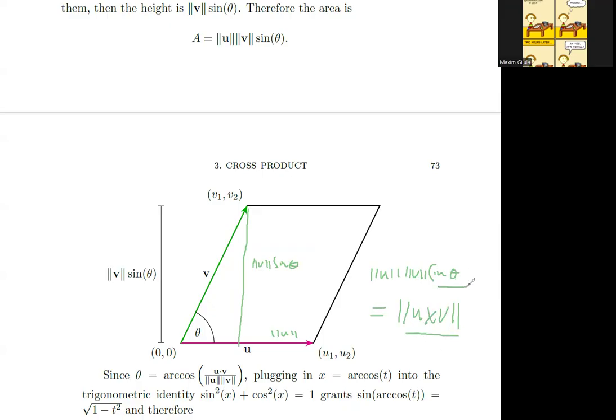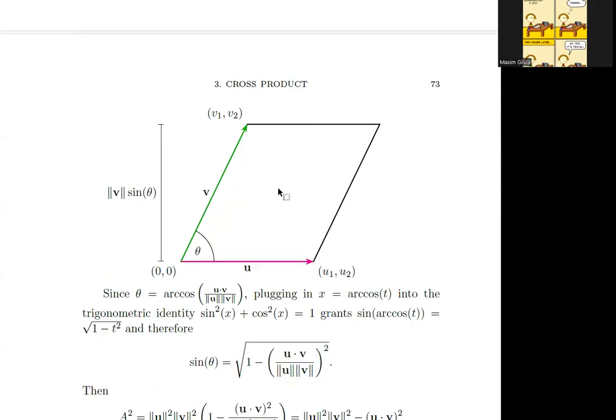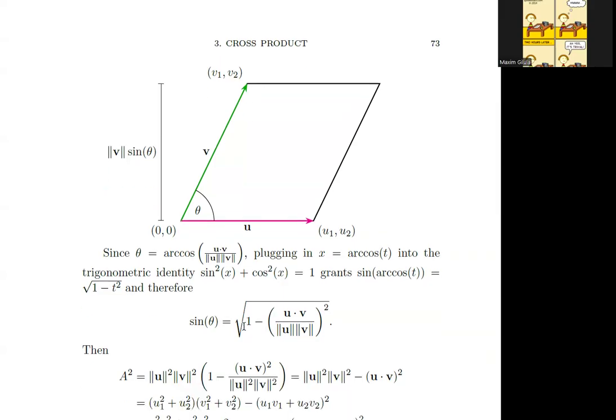So cross product has something to do with sine, and dot product has something to do with cosine. So we know what theta is in terms of dot product. It's arc cosine of this thing. And you could plug in arc cosine t into sine squared plus cosine squared equals 1 and solve for sine of arc cosine to be square root of 1 minus t squared, because this is just t squared. So sine theta is actually the square root of this thing.